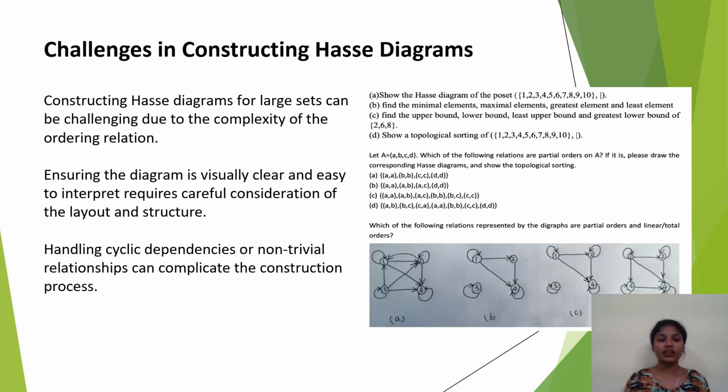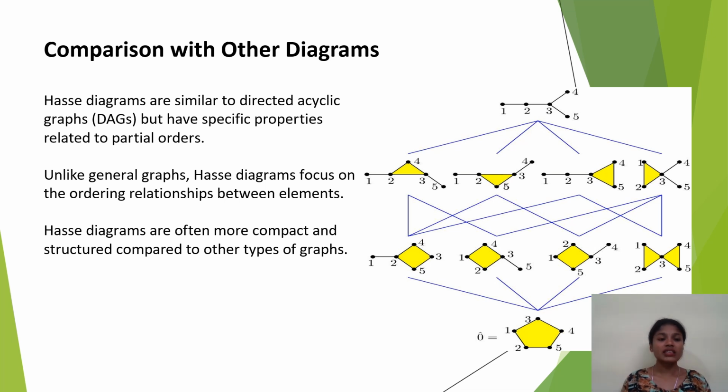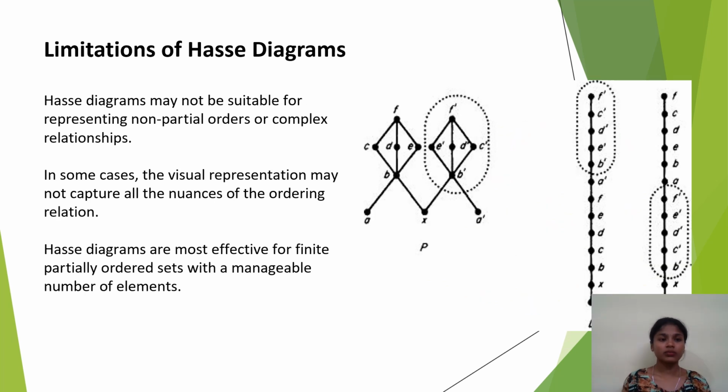Challenges in constructing the Hasse diagram. Constructing the Hasse diagram for a large set can be challenging due to the complexity of the ordering relation. Ensuring the diagram is clear and easy to interpret requires careful consideration of layout and structure. Comparison with other diagrams. Hasse diagrams are similar to directed acyclic graphs but have a specific property related to partial orders. Unlike general graphs, Hasse diagrams focus on the ordering relationship between the elements. Hasse diagrams are often more compact and structured compared to other types of graphs. Limitations of a Hasse diagram. Hasse diagrams may not be suitable for representing non-partial orders or complex relationships. Hasse diagrams are most effective for a finite partially ordered set with a manageable number of elements.